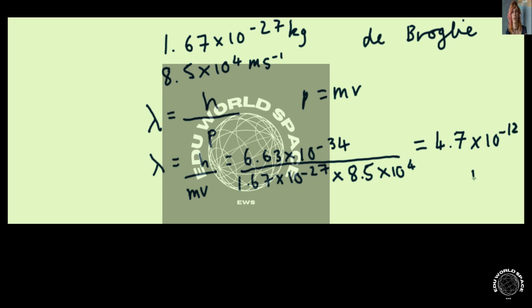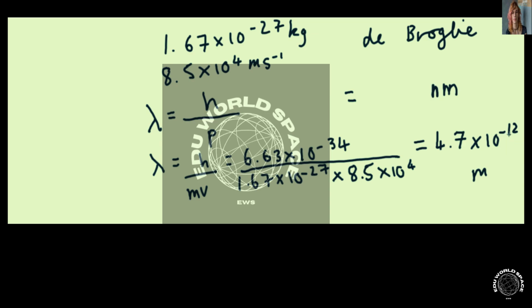meters. Now the convention with wavelengths is that we usually give wavelengths in nanometers. So I'm just going to convert that answer to nanometers. So we know that nanometers are times 10 to the minus 9. The prefix nano is times 10 to the minus 9.